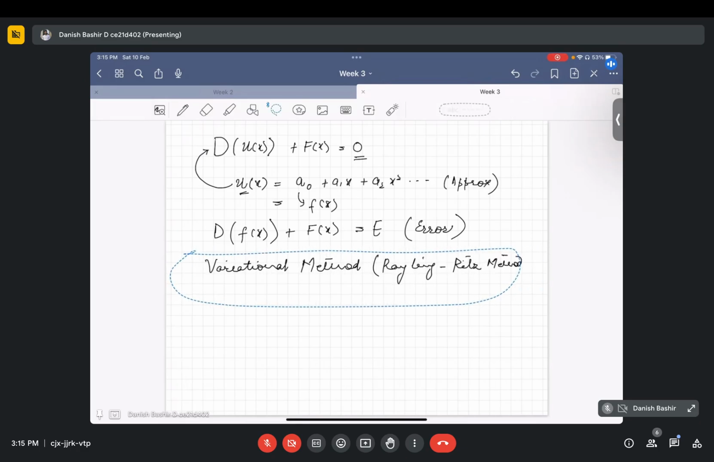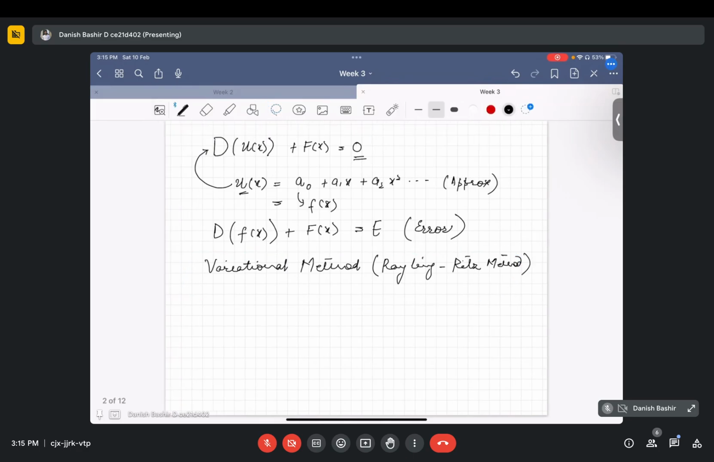So, today there is the variational method, and I will give a brief background behind the variational method or the Rayleigh-Ritz method. Then I'll be solving a numerical regarding this.